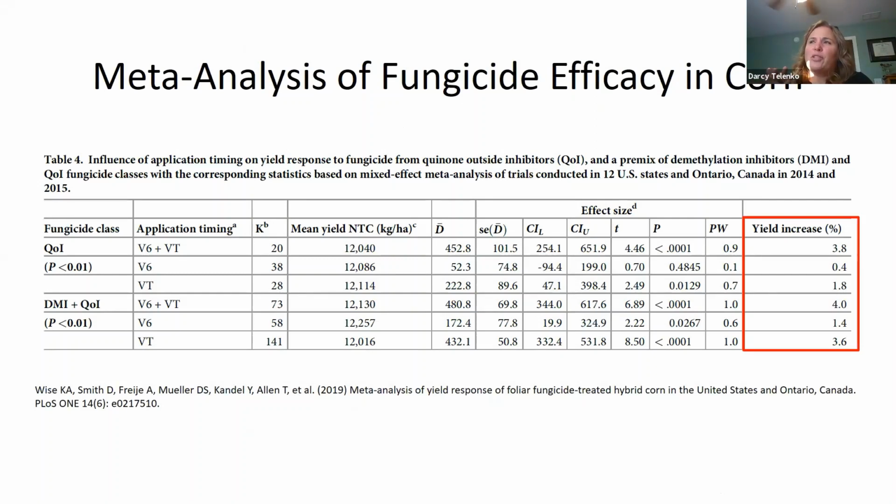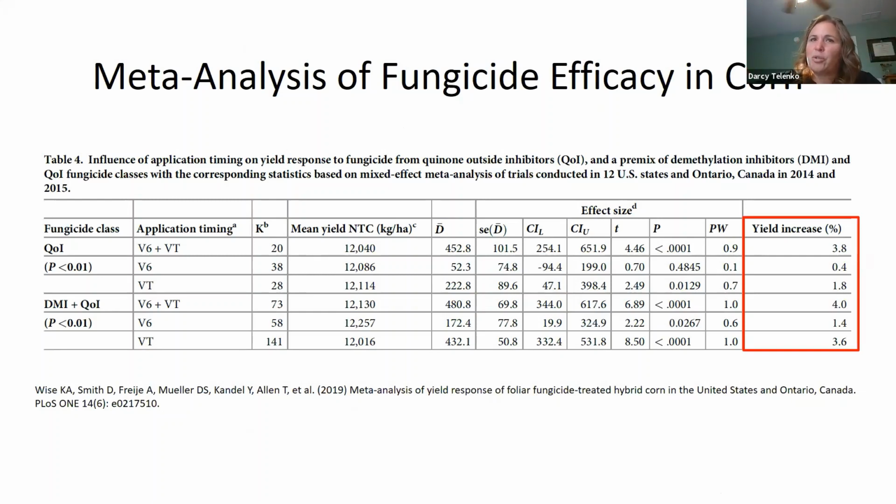They took a bunch of fungicide efficacy trials from 12 states in the United States and combined them together and did a meta-analysis of putting fungicide out. This initial group looked at the classes of the QOIs and the DMIs, and then application timings of either V6 plus VT, V6 alone, and VT. They ran these trials all together, no matter what the disease background was, to see what the yield increase was.